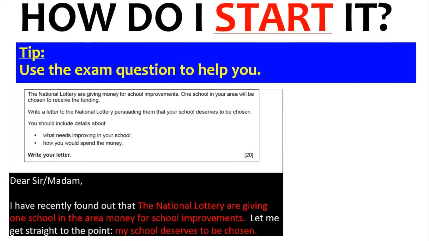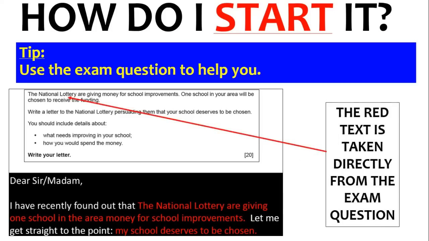So what I mean by that is if we get an exam question like this, the National Lottery, if you look at my intro below, I'm almost copying out a few parts of the exam question to help me. So for example, the question was the National Lottery are giving money for school improvements. My first sentence is the National Lottery are giving one school in the area money for school improvements. And at the bottom, it says, write a letter for the National Lottery persuading that your school deserves to be chosen. My bottom part of my sentence is, my school deserves to be chosen. So use the exam question to help you. That is what it is there for. That's the idea of an exam question, to help the student. So doing that will really help you in your intro.